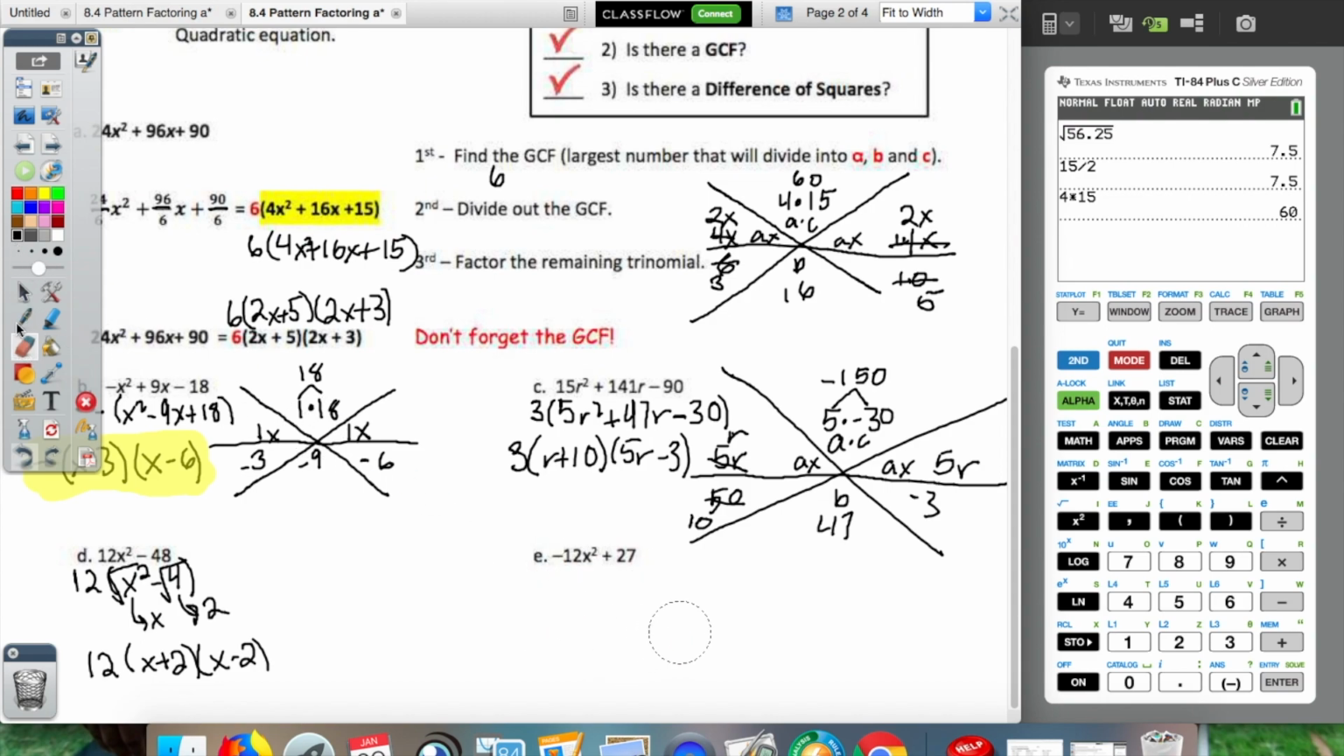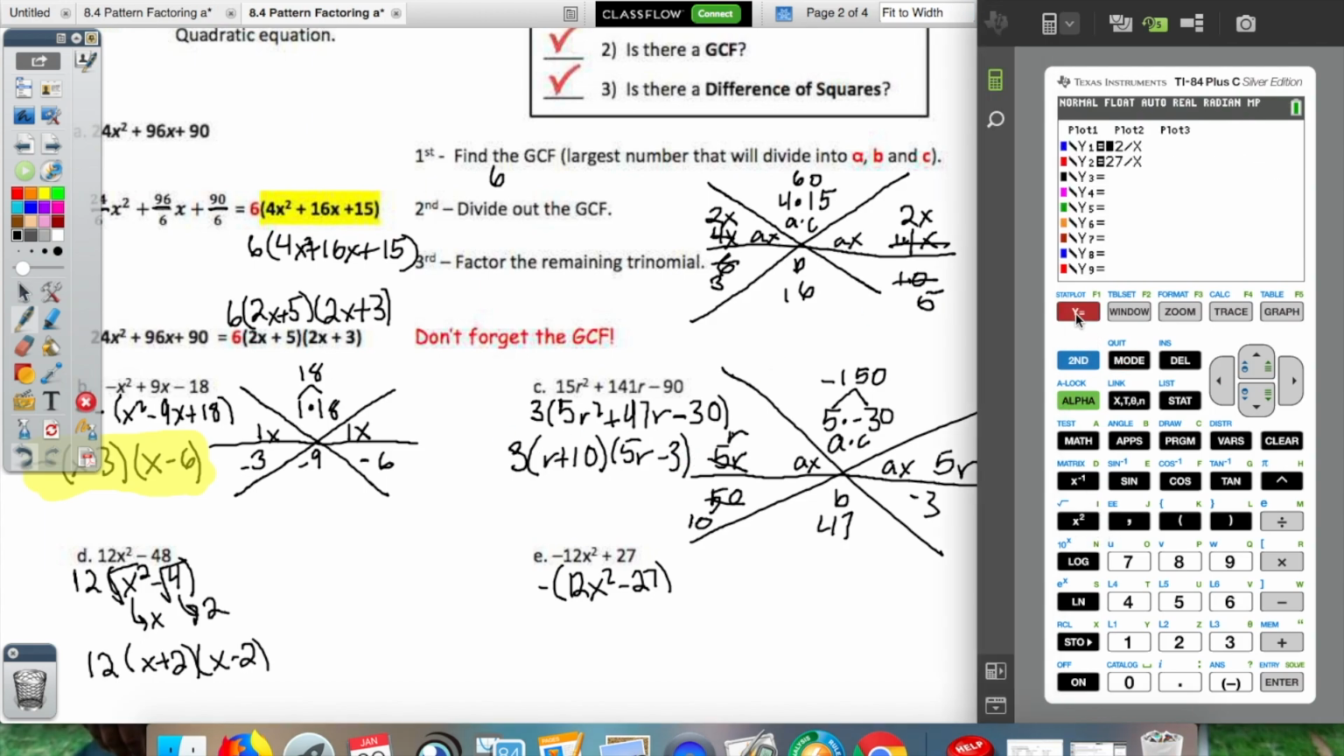So, I said earlier, when we take out the negative, that changes everything. What's negative 12x squared divided by negative 1? That's just 12x squared. And then what's positive 27 divided by negative 1? That's negative 27. Alright, so now let's speed through the other parts. What's the GCF between 12 and 27? I don't know. Let's plug it into y equals. Oh my gosh, it's already there.